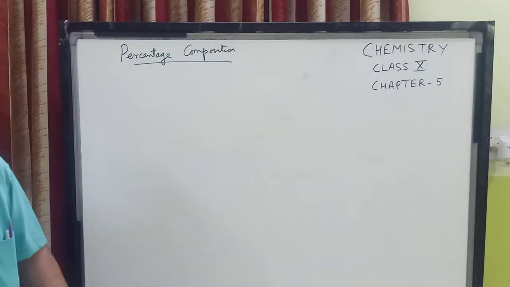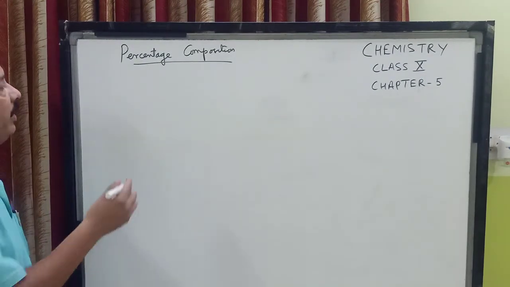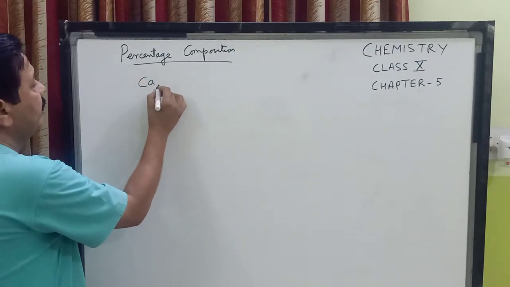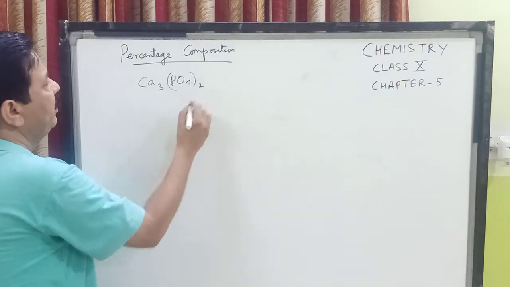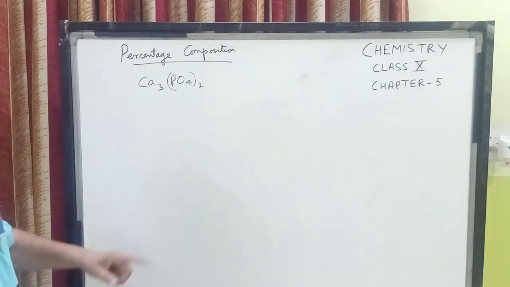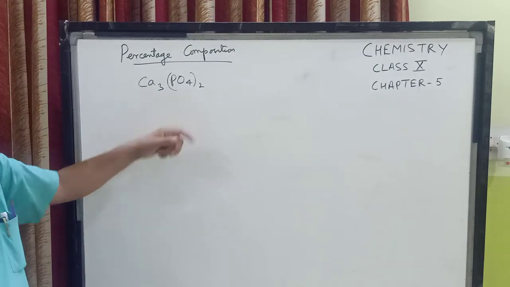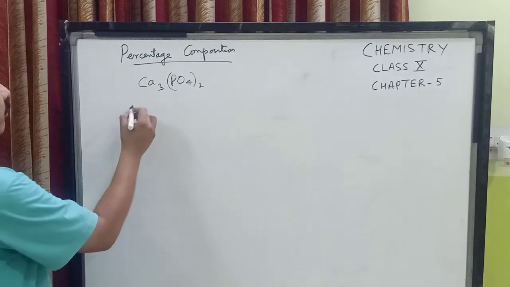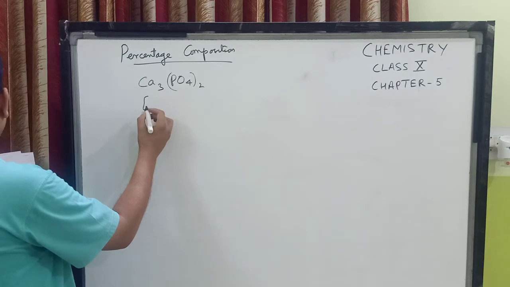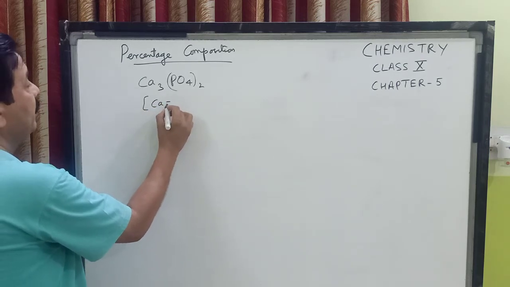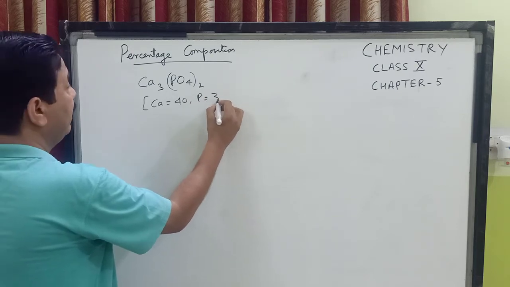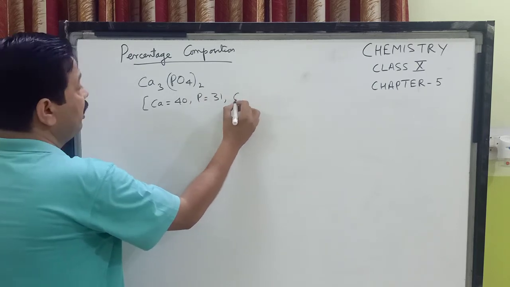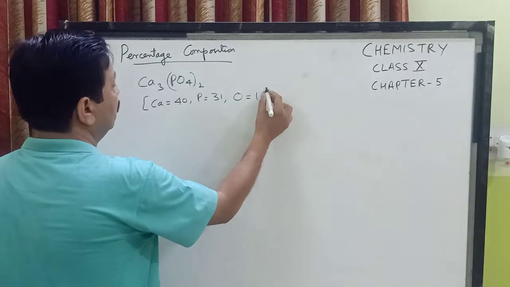Calculate the percentage composition of phosphorus in calcium phosphate. Children, I hope this is the formula. You all know that phosphate has valency 3, and calcium has valency 2. For this, all the atomic weights are again given: calcium is 40, phosphorus is 31, oxygen is 16.